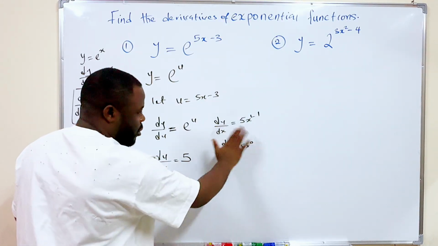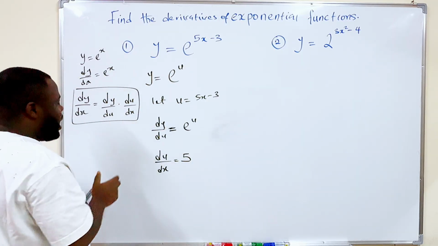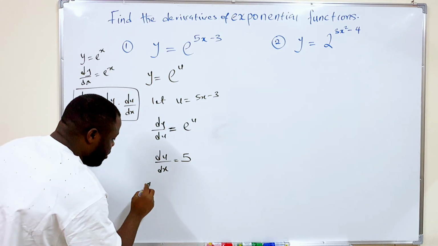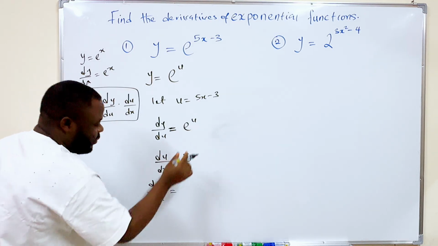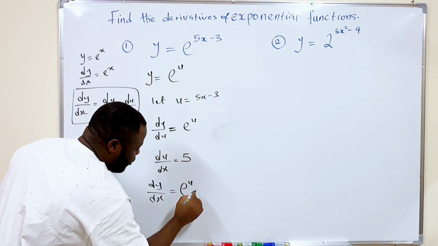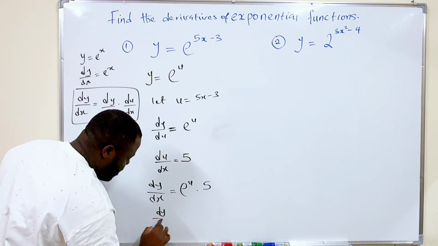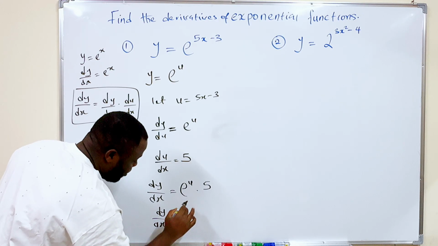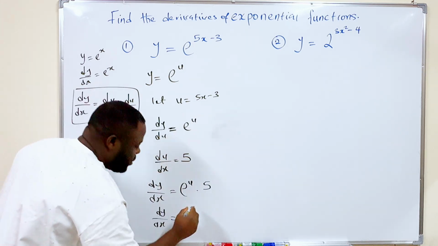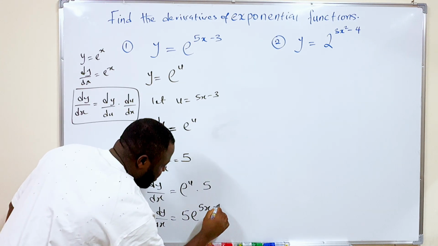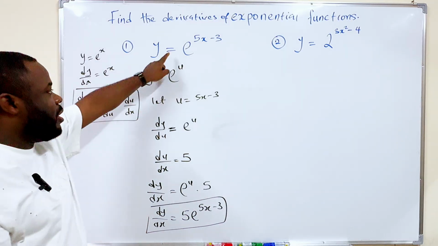Now, I'll clean this. For you to be able to apply your chain rule, you now say dy/dx will be this. e power u multiplied by 5. And the dy/dx will now be 5e power u. And remember that u is what? 5x minus 3. And that is how to find the derivative of this.